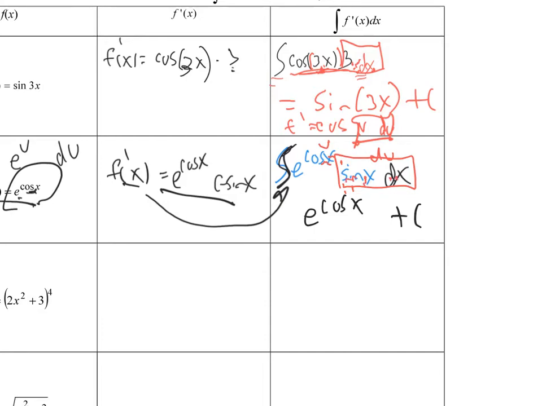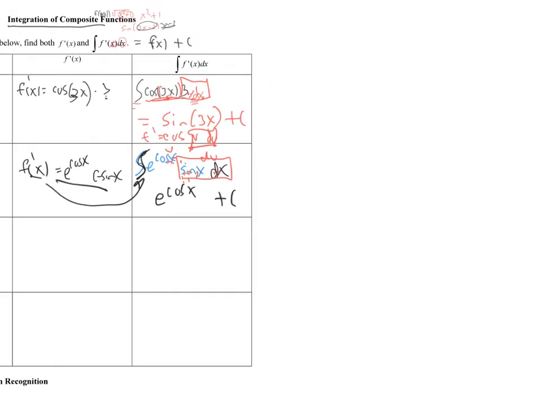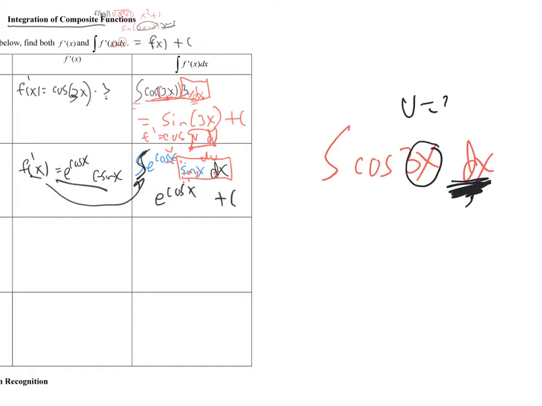If you don't have the du, if I was just to give you the problem, integrate cosine of 3x dx, at this moment, you could not integrate that because you're missing the du. And du has to be the inner function. U would have to have been 3x. Du would have to be 3 dx, which was not there.